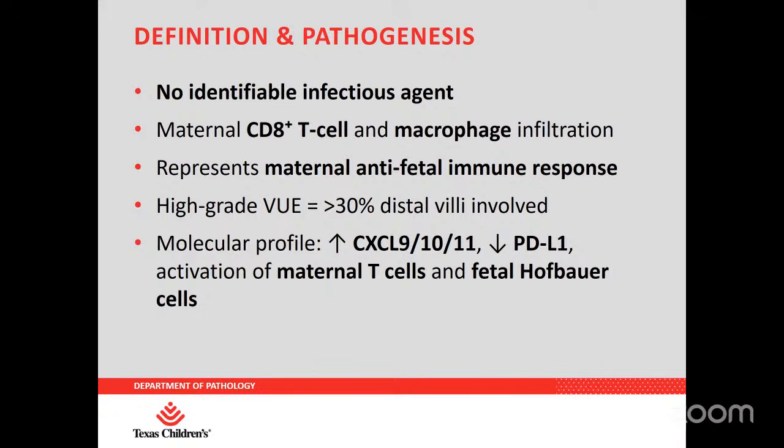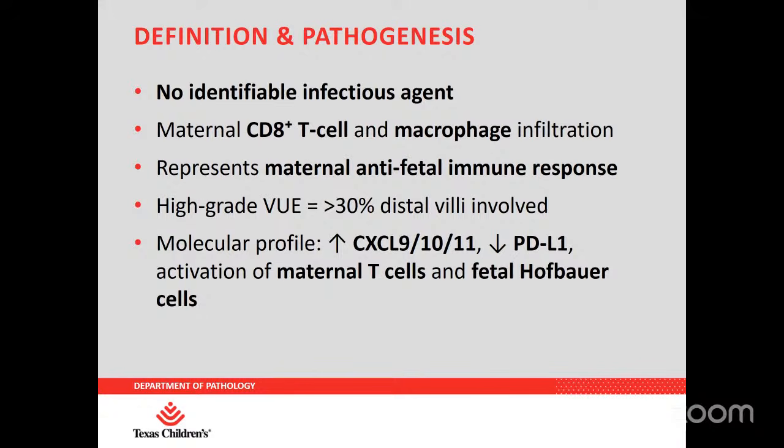So this lesion is typically seen at or near term, characterised by this dense infiltration of maternal T cells and macrophages in the absence of infection. Pathogenetically, it represents a maternal antifetal immune response, essentially this breakdown in tolerance at the maternal-fetal interface, where cytotoxic T cells will target the villi, much like an allograft rejection. High-grade VUE, when it's involving more than 30% of distal villi, carries the greatest clinical relevance.